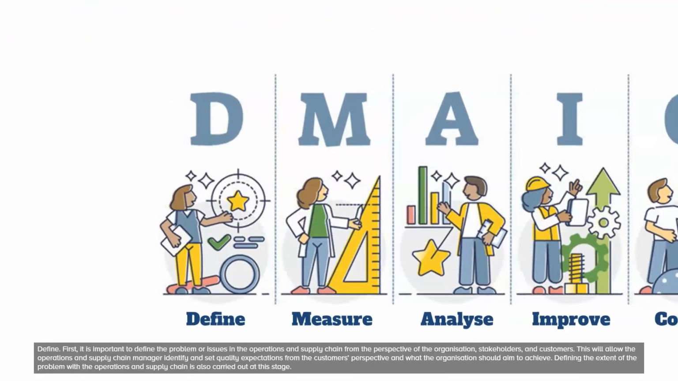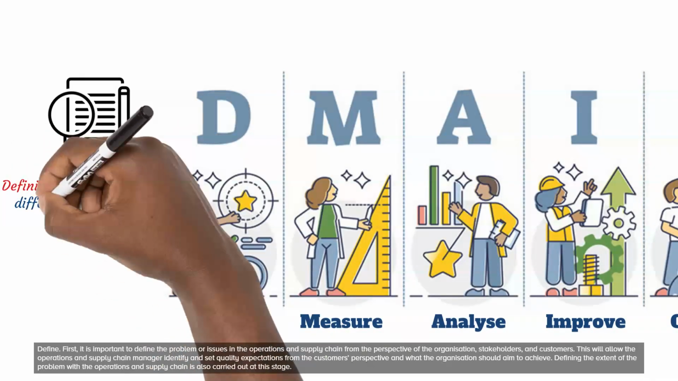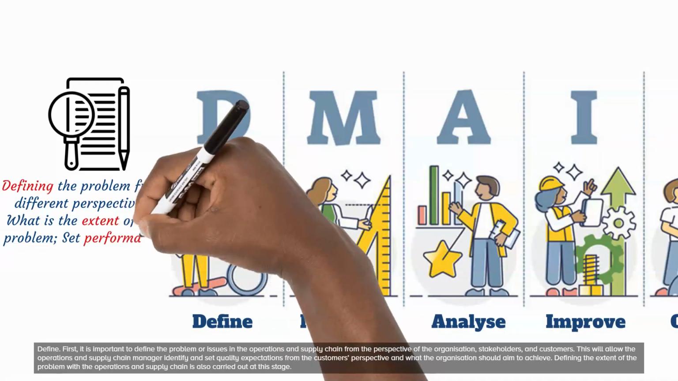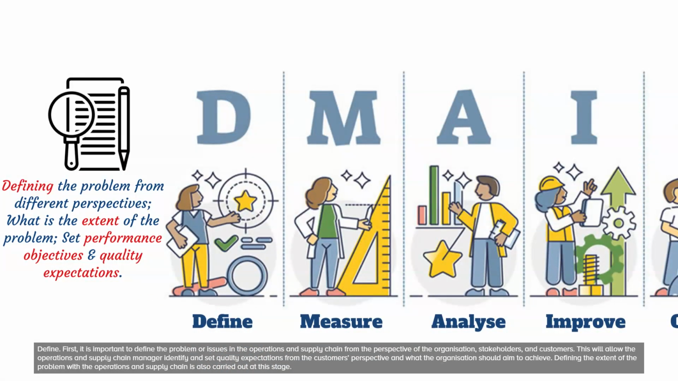Define. First, it is important to define the problem or issues in the operations and supply chain from the perspective of the organization, stakeholders, and customers. This will allow the operations and supply chain manager to identify and set quality expectations from the customer's perspective and what the organization should aim to achieve. Defining the extent of the problem with the operations and supply chain is also carried out at this stage.